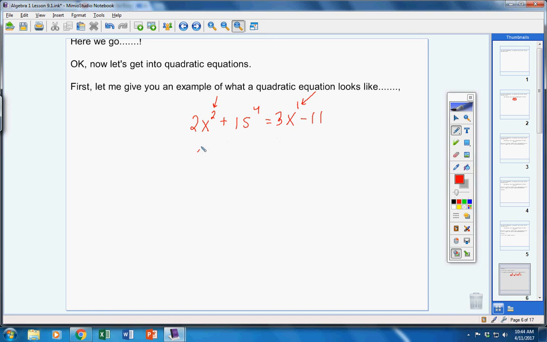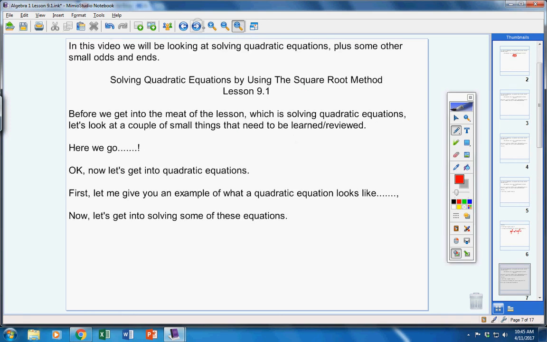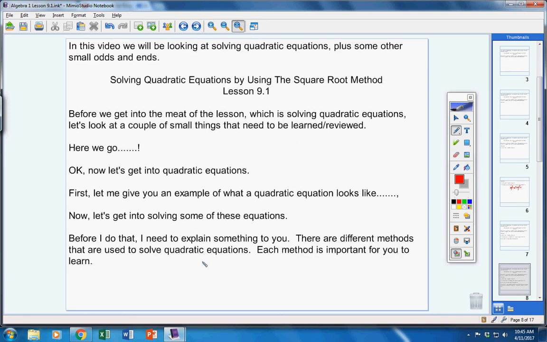You look at the variables only, and if the highest exponent is a 2, then you have a quadratic equation. Now let's get into solving some of these, okay? Before I do that, I need to explain something to you. There are different methods that are used to solve quadratic equations. Each method is important for you to learn.